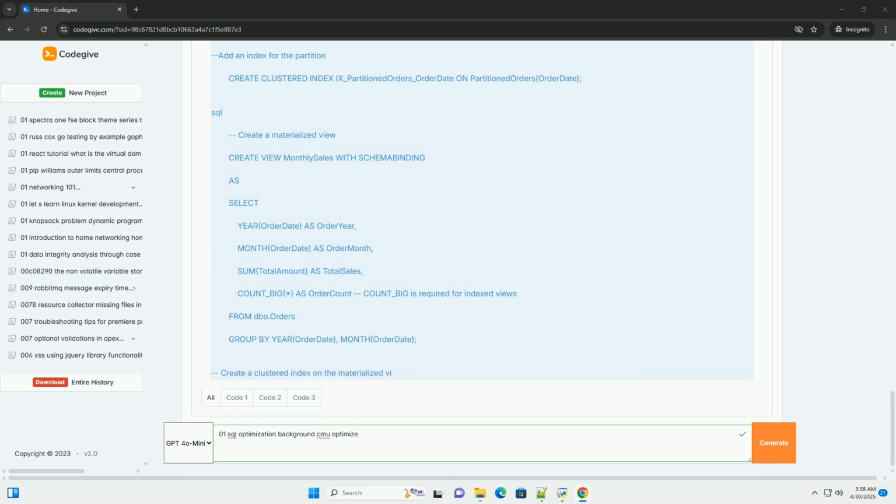V. Practical steps for SQL optimization. 1. Understand your workload. Identify the most frequently executed and most time-consuming queries. Focus your optimization efforts on these queries. 2. Use EXPLAIN. Use the EXPLAIN command, or its equivalent in your database system, to examine the query execution plan. This will reveal how the database is executing your query and identify potential bottlenecks. Look for full table scans, inefficient join algorithms, and missing indexes.